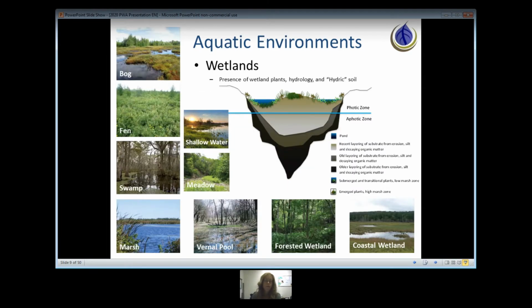And we also have many different wetlands in our watershed, some of them being fed only by rain, such as bogs, making them quite acidic, versus fens that are less acidic, which are fed by rainwater but also groundwater. And some of our wetlands will have running water through them, like shallow water, meadows, swamps, and marshes.